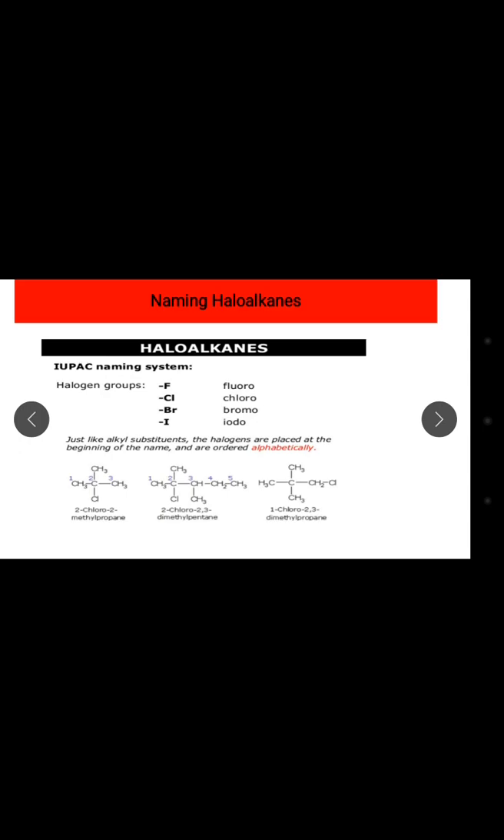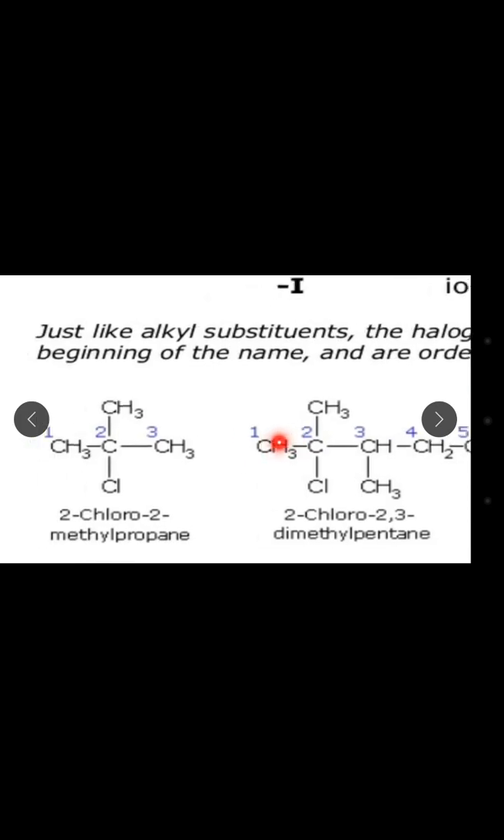So let's look at an example. Now the rule is that just like alkyl substituents, just like your methyl, propyl, butyl, the halogens are placed at the beginning of the name and are ordered alphabetically. Now let's look at this example.